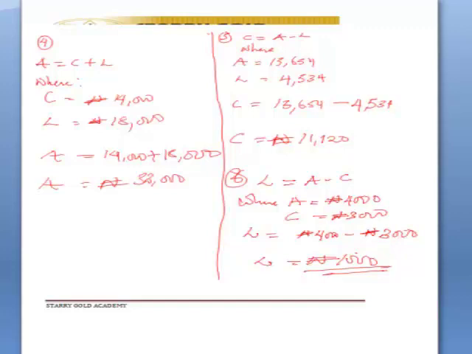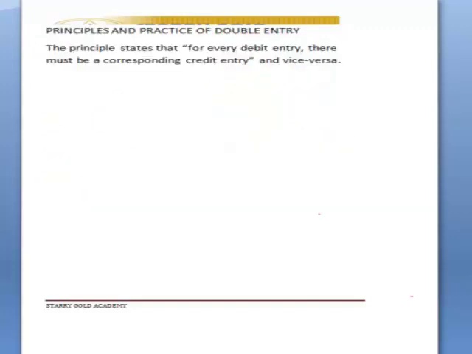So that is the question on the accounting equation, and we'll be taking subsequent more questions in our question and answer. Having concluded the questions on the accounting equation, it is necessary that we look at the golden principles, that is the principle and practice of double entry.